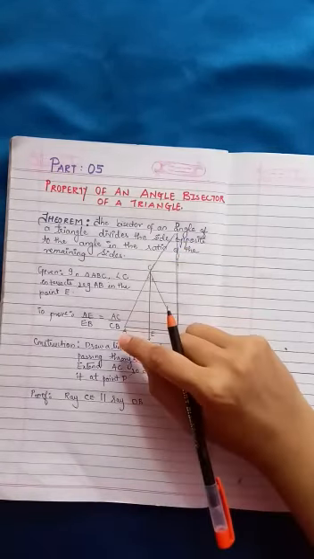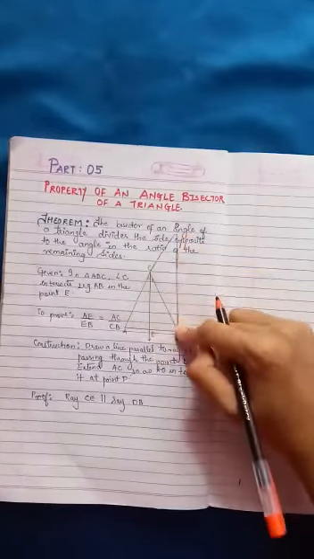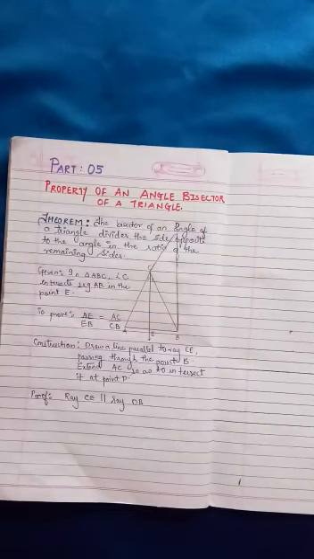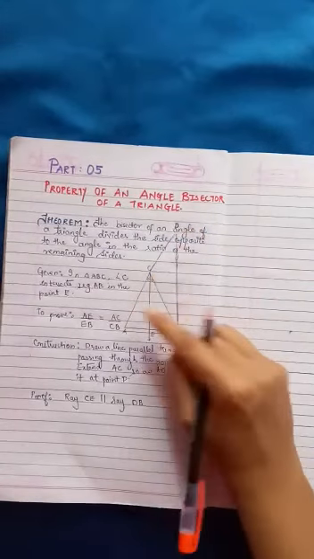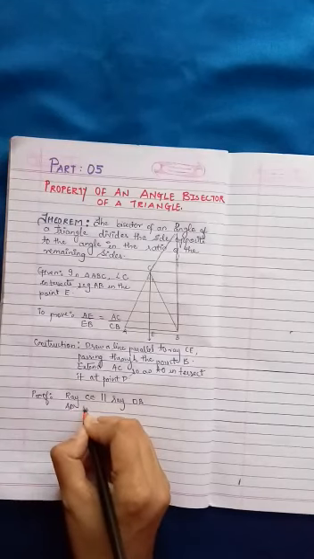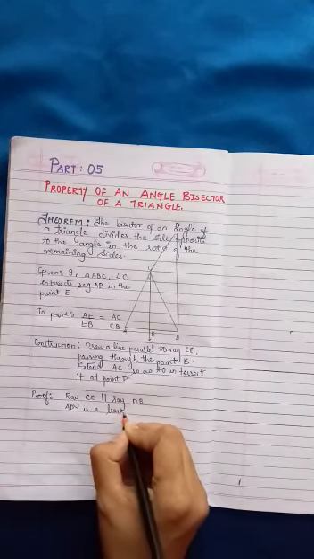And if these two rays are parallel, can I say that AD is a transversal? Can you observe? Two lines are parallel and AD is a transversal. So I am writing here: AD is a transversal.